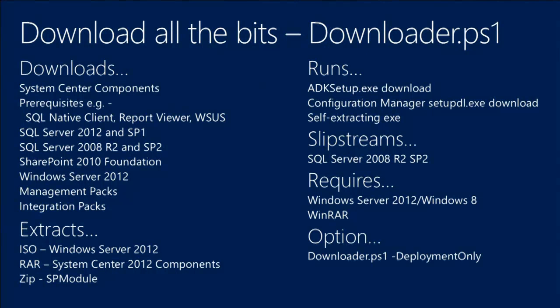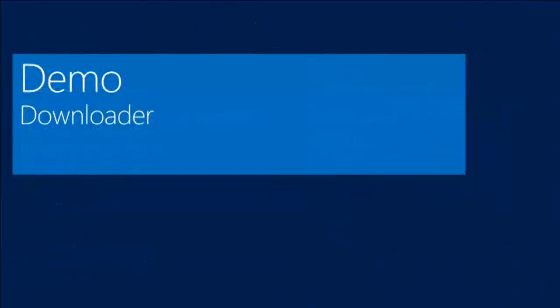The script has one option, dash deployment only. By default, it downloads everything that all of System Center will need. If you want it to just download for the deployment that you've specified in the variable XML, it'll do that with that deployment only option. And it is completely restartable. So if something fails and you restart it, it won't re-download anything it's already done. It'll pick up from wherever it failed. So let's show you what that looks like.